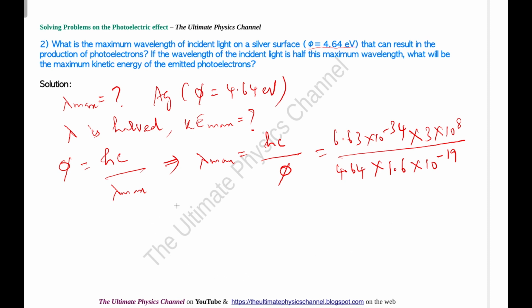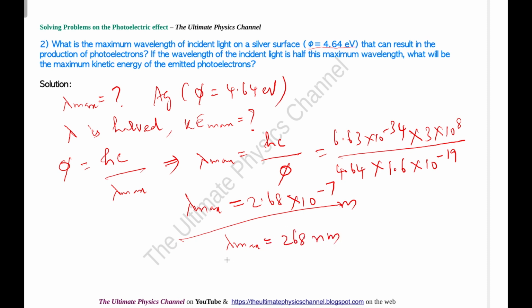This gives us lambda max as 2.68 times 10 power minus 7 meters. So this is the maximum wavelength which can produce photoelectric effect. Any wavelength higher than this, you don't see any photoelectric effect. So this can be roughly written as lambda max is equal to 268 nanometers.